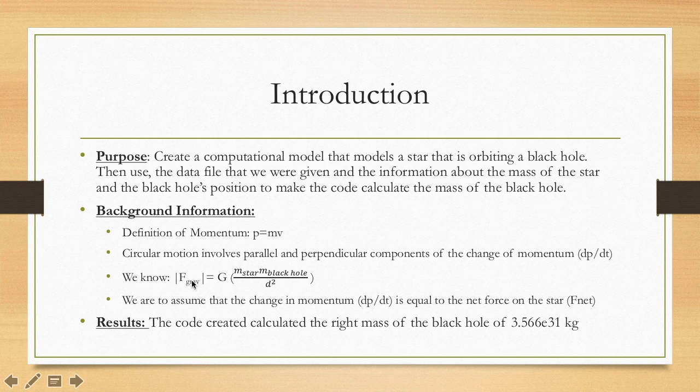We know the gravitational force equation, the magnitude, and we are to assume that the change in momentum, dp dt, is equal to the net force on the star, F net. Also, we know that the only force being exerted on the star is the gravitational force. So, the gravitational force is equal to our F net. Finally, we were able to create the code that calculated the right mass of the black hole, which was 3.566e31 kilograms.